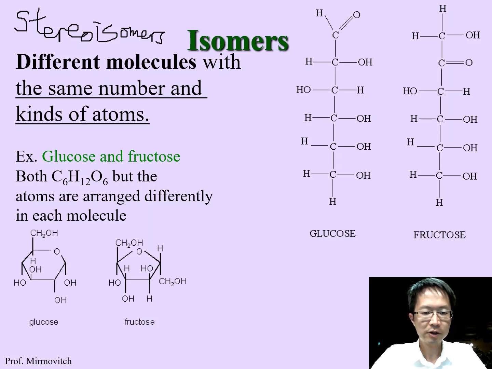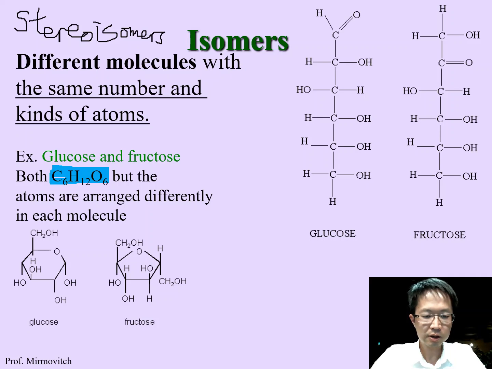So the definition is that they are different molecules but with the same number of atoms. For example, both glucose and fructose have the same formula, C6H12O6, but they are arranged differently. When they are arranged differently, they have different structures.